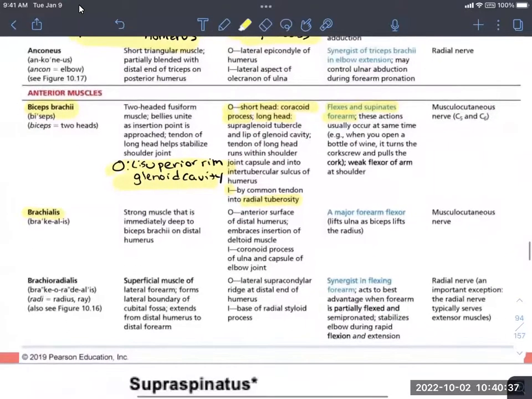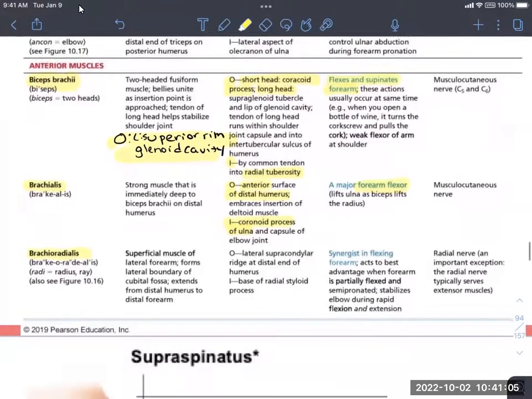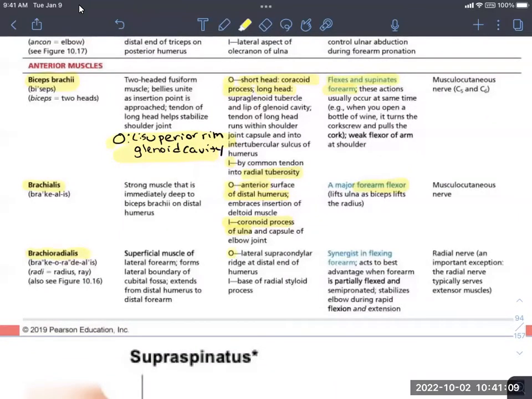Brachialis. Brachialis will originate at the anterior distal portion of the humerus. It is going to insert at the coronoid process of the ulna. Brachialis flexes your forearm. Brachioradialis. It originates at the lateral ridge of the distal humerus. It inserts at the styloid process of the radius. Brachioradialis will flex the forearm.